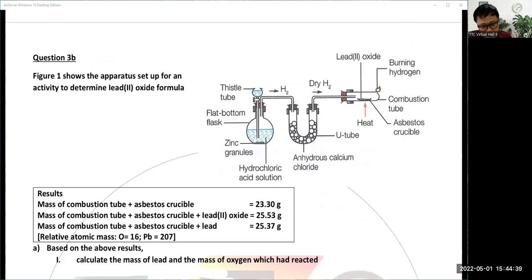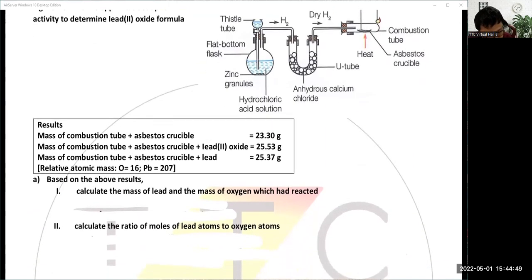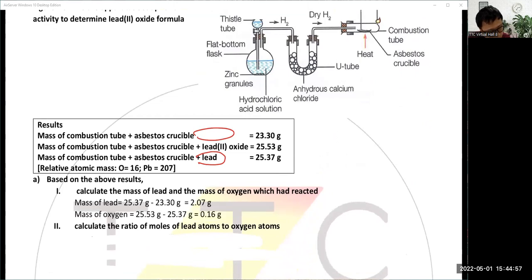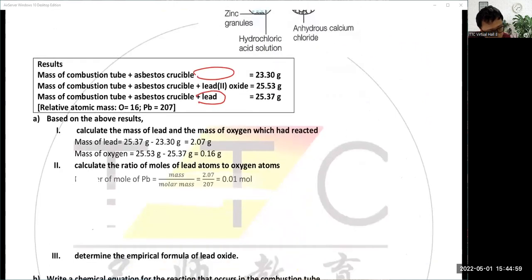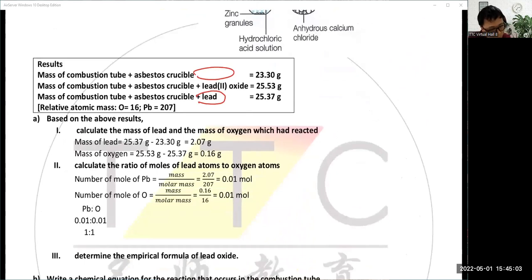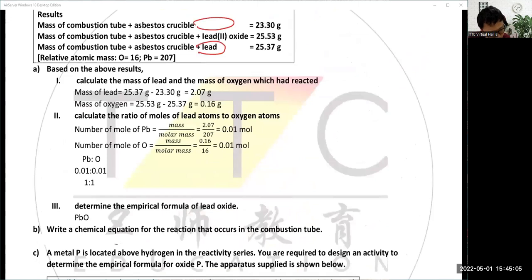The only difference here is that instead of using copper 2 oxide, you change to PbO. This is the only difference. The rest is the same. So you can try to find the mass of lead: take the third one minus the first one. Then how to find the mass of oxygen? Take the second one minus the third one. Then get the ratio, the number of moles for both. You get the same, so the ratio will be 1 to 1. So the empirical formula will be PbO.